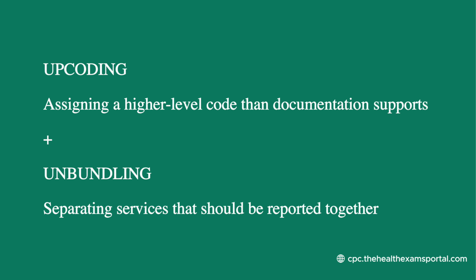Upcoding and unbundling are both considered improper billing practices that can result in compliance issues, financial penalties, and legal consequences. Upcoding occurs when a provider reports a higher-level service code than what is supported by the documentation, for example, assigning a code for a more complex service when the medical record does not support that level of care. Unbundling occurs when services that should be reported together as one combined service are separated into multiple codes in order to increase reimbursement. Both practices can create inaccurate claims and are serious compliance concerns in healthcare billing.